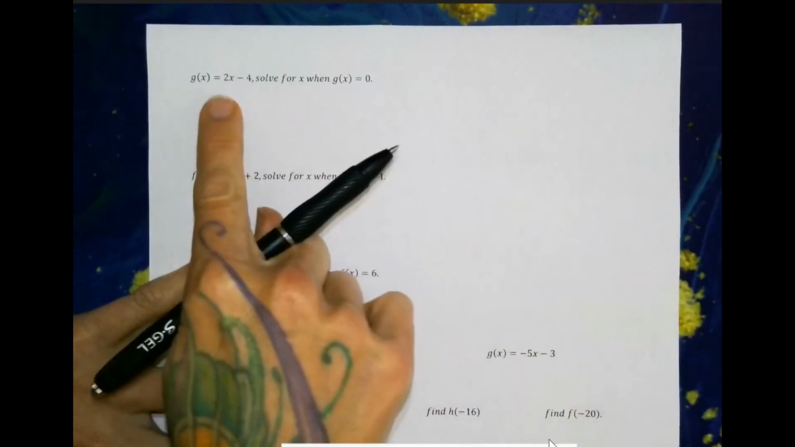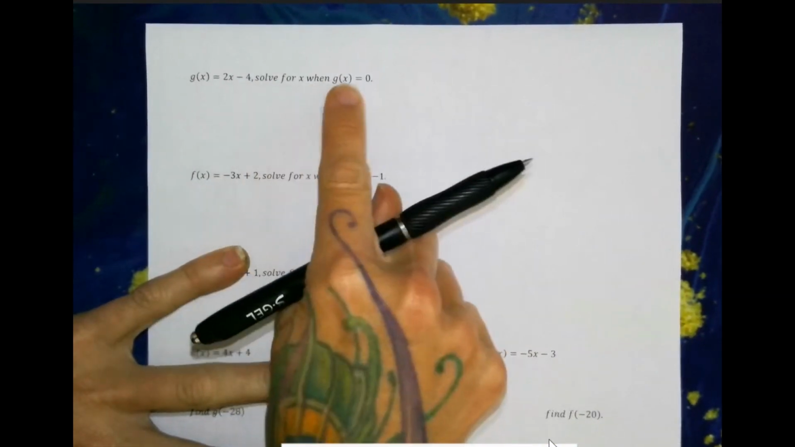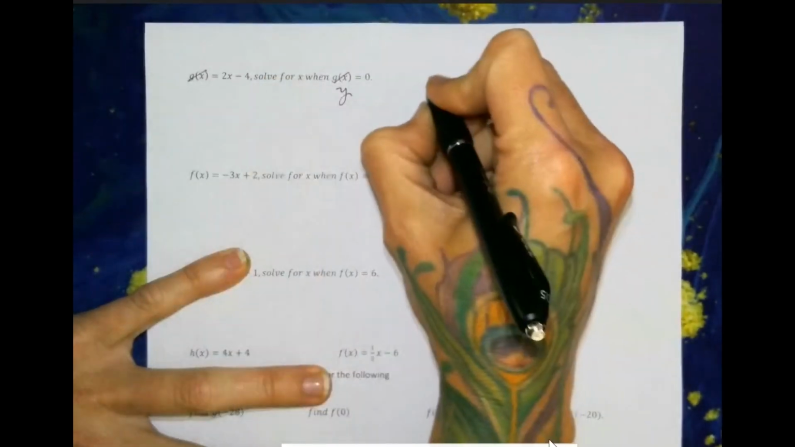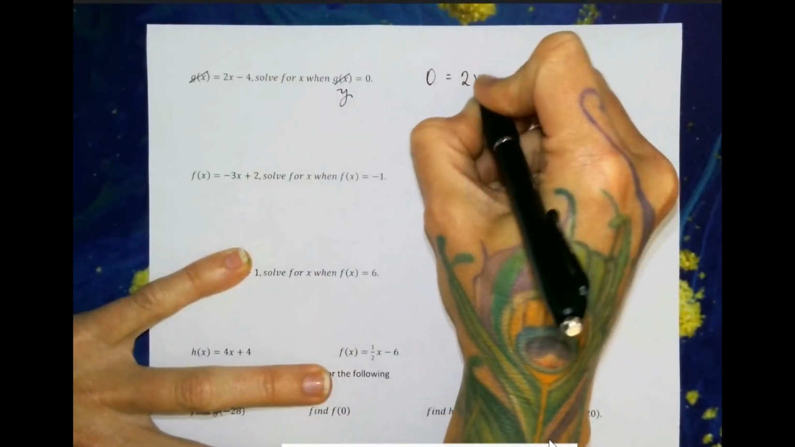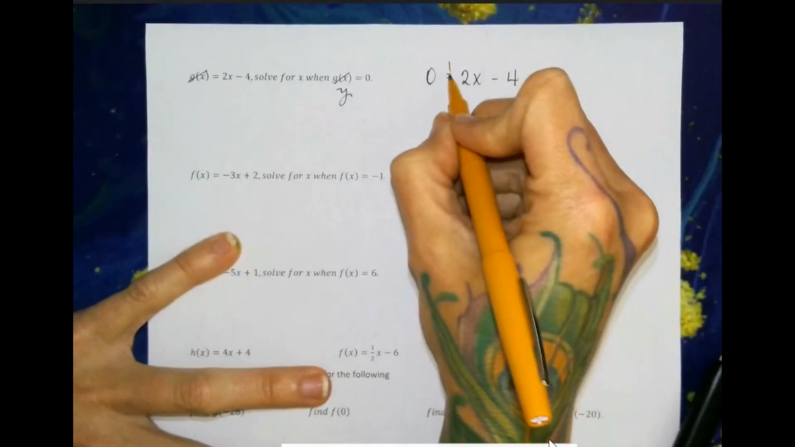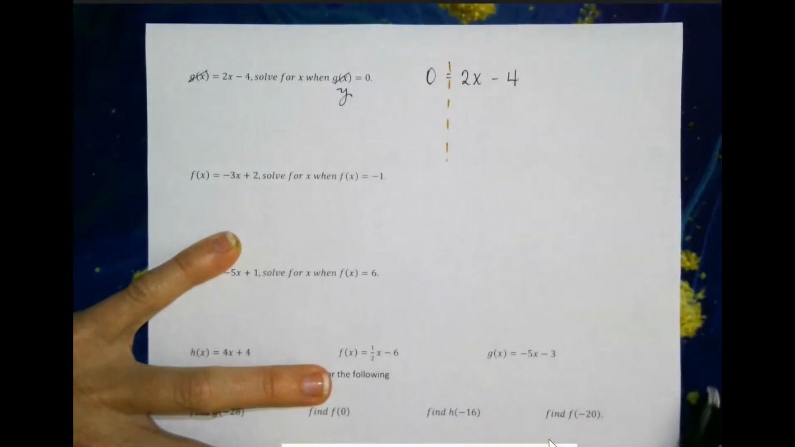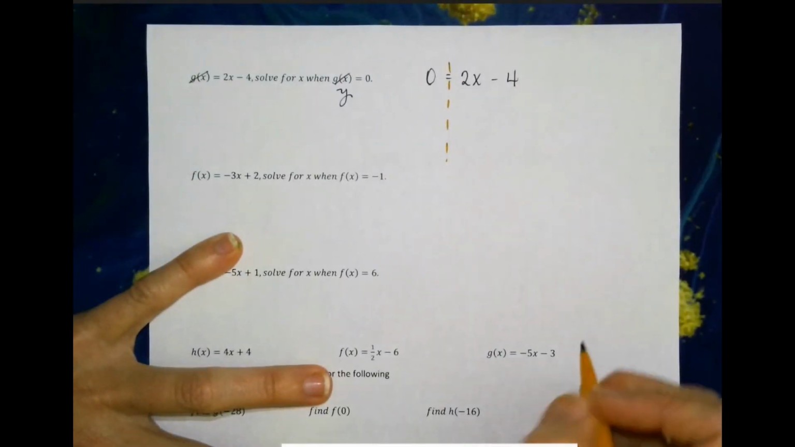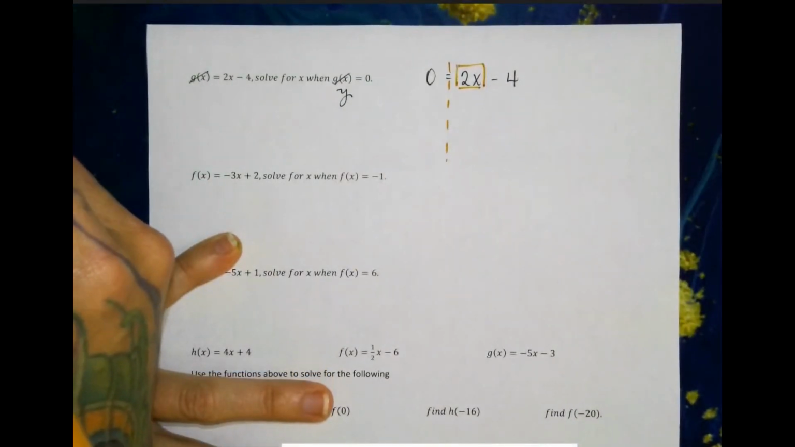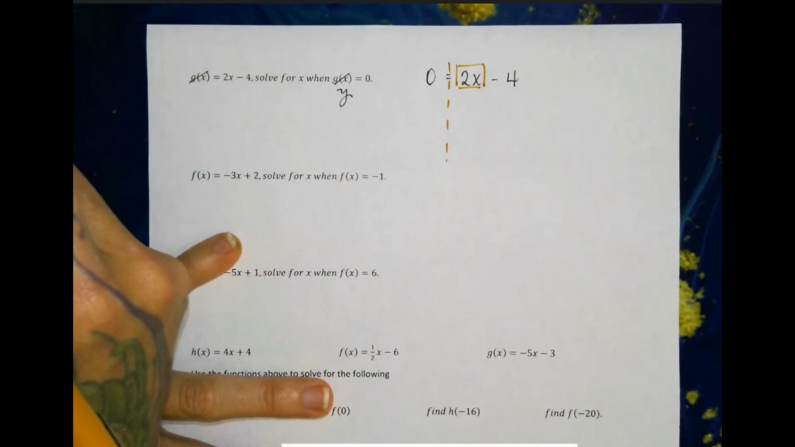But you have a g of x function, and I want to know what's x when g of x equals 0. We're going to take the whole g of x and then we're going to solve for x. All right, so we have our 2x here. That's our stinky kid. We're going to move that negative 4. How are we going to move that negative 4?